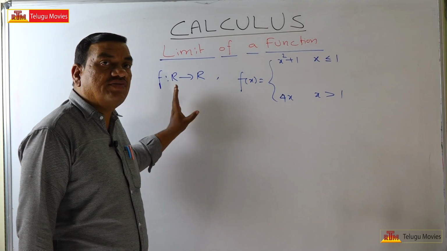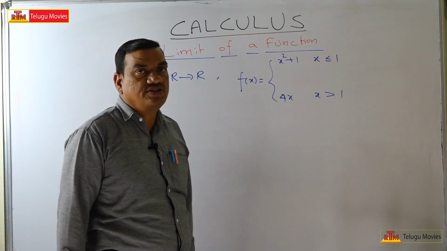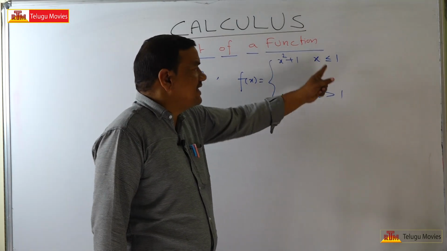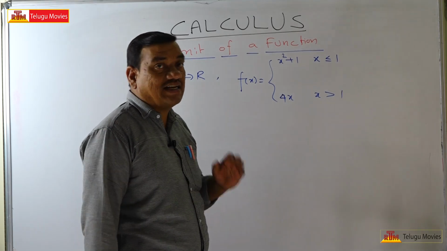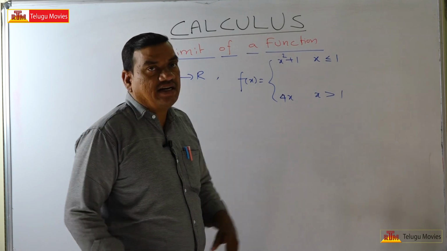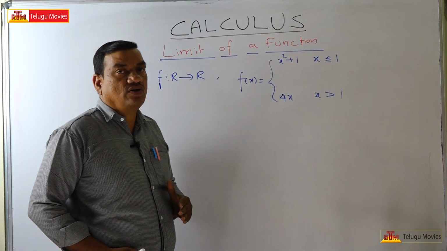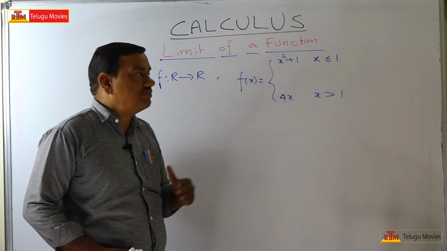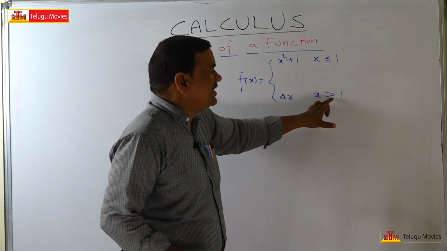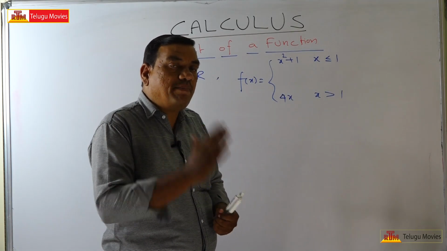f is a function defined from the set of real numbers to real numbers. It is defined as f of x is equal to x square plus 1 when x is less than or equal to 1, and 4x when x is greater than 1. So this is called a branch-wise function or piecewise function. That means here the domain is x less than or equal to 1 and x greater than 1, so the domain is the set of real numbers only. So 1 is the breaking point.